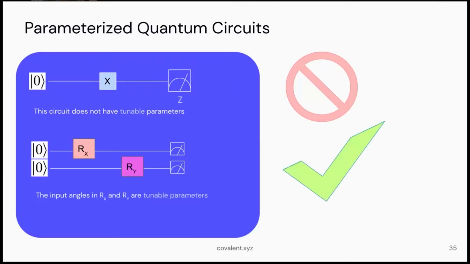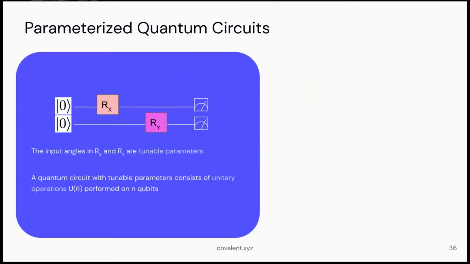But if we add these rotation gates, Rx and Ry, they actually do take input angles. So these are tunable parameters because we can tune the different angles that we input into our circuit. Okay, so a quantum circuit with tunable parameters would consist of unitary operations, U of theta. So this theta is really important. It needs to have some kind of input parameter that can be tuned, performed on n qubits, the number of qubits in your circuit or the number of wires.